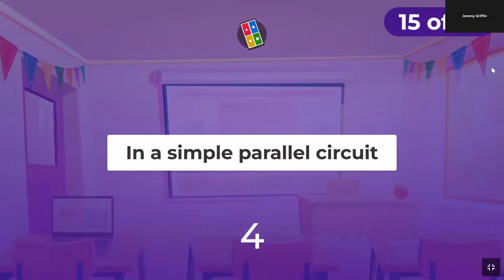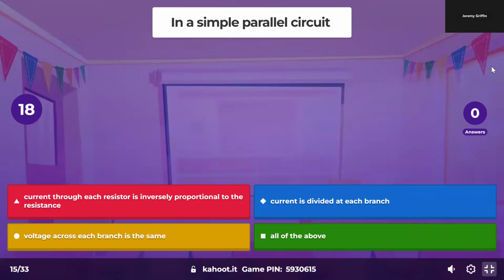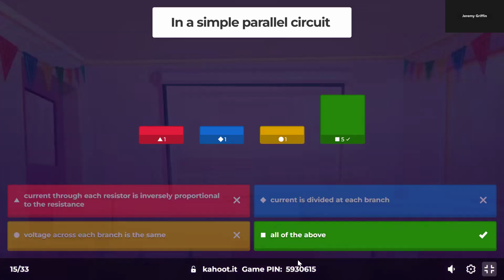Okay, simple parallel circuit. Is the current through each resistor inversely proportional to the resistance? Is the current divided at each branch? Is the voltage at each branch the same? Or all the above? Yeah, all the above. Those are all true statements for a parallel circuit.